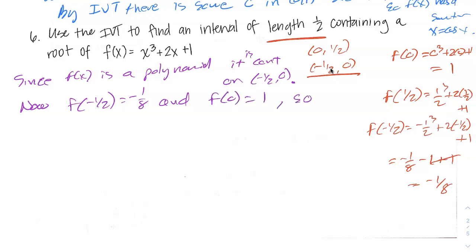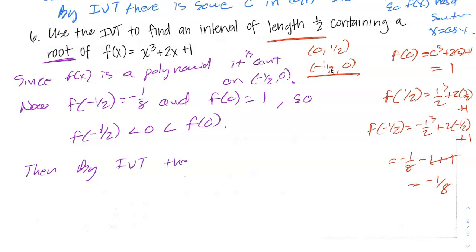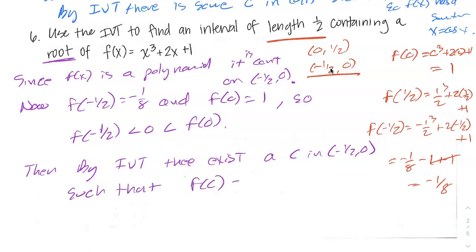So remember, a root is a 0, so we're just going to say f(-1/2) is less than 0 is less than f(0). Then by IVT, there exists a c in (-1/2, 0) such that f(c) = 0.